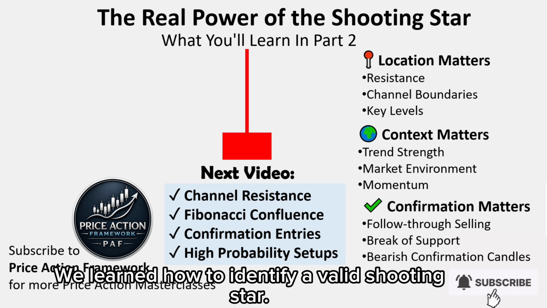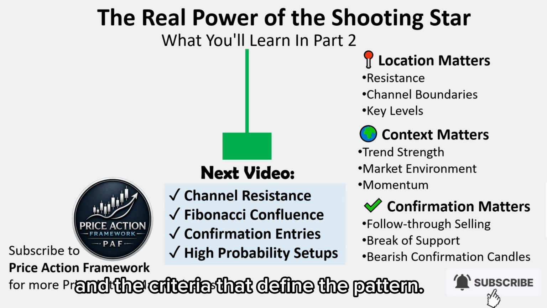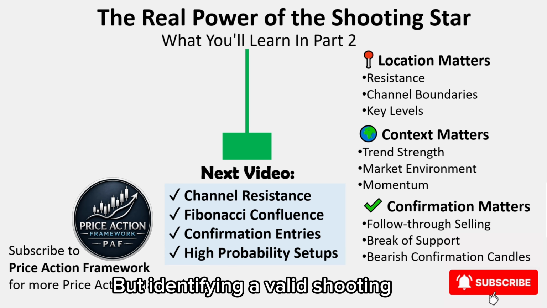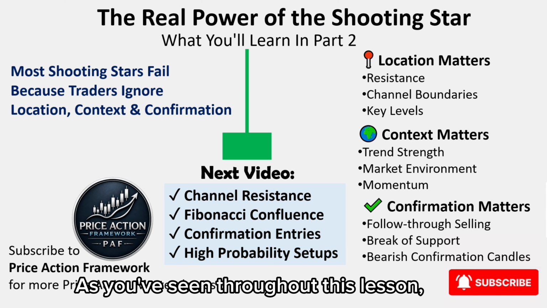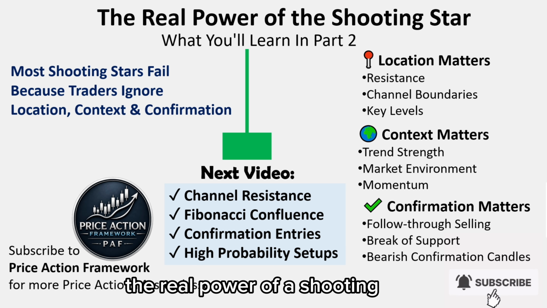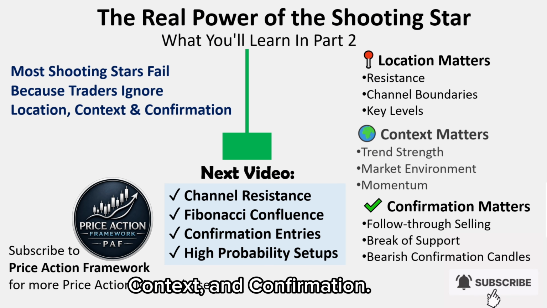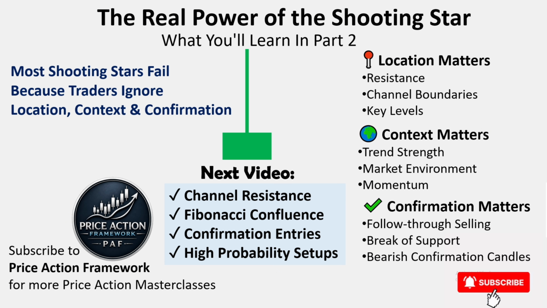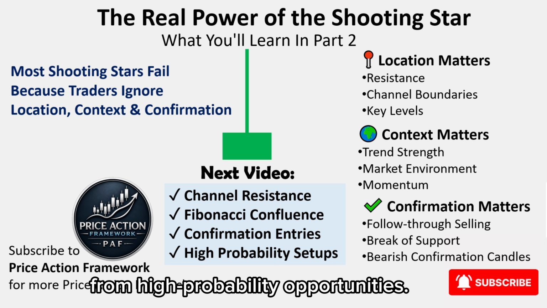In this lesson, we learned how to identify a valid shooting star. We covered its structure, its psychology, and the criteria that define the pattern. But identifying a valid shooting star is only the beginning. As you've seen throughout this lesson, the real power of a shooting star comes from three additional factors: location, context, and confirmation. These are the factors that separate average setups from high-probability opportunities.